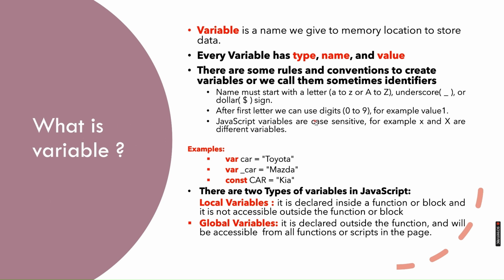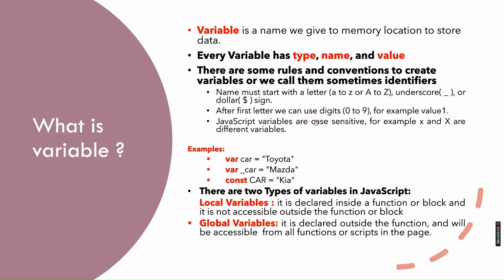What is a variable? A variable is a name we give to a memory location to store data. Every variable has a type, a name, and a value. When you create a variable, there are some rules and conventions, and we sometimes call variable names identifiers. A name must start with a letter, an underscore, or a dollar sign.